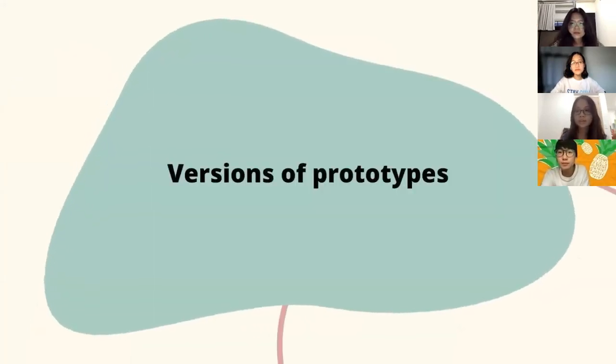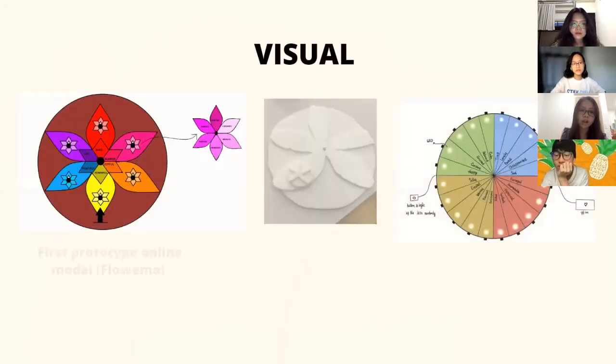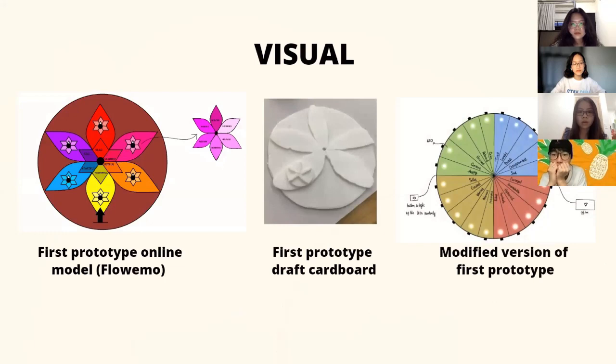So here are some versions of our prototypes. The first version is the online model. We built the first model of our emotion check-in wheel based on the flower shape. There are 2 layers of flowers. The big flower will include 6 main emotions on each petal, and the small flower will include more diverse nuances of emotions. And there will be rewards stored in the petals.